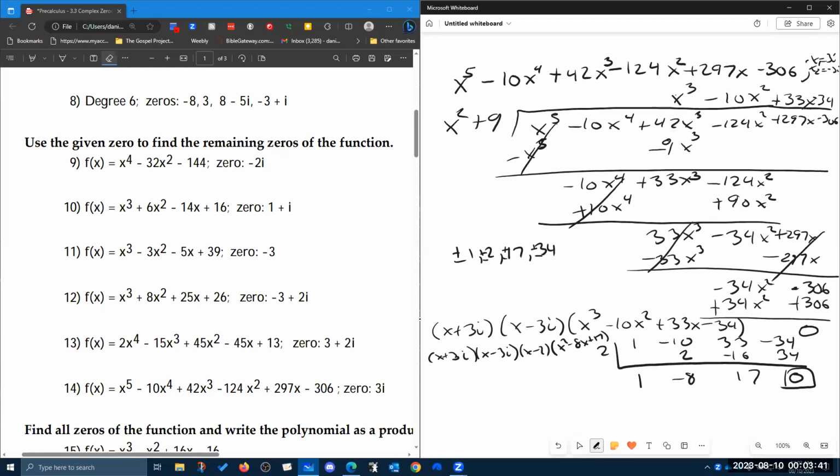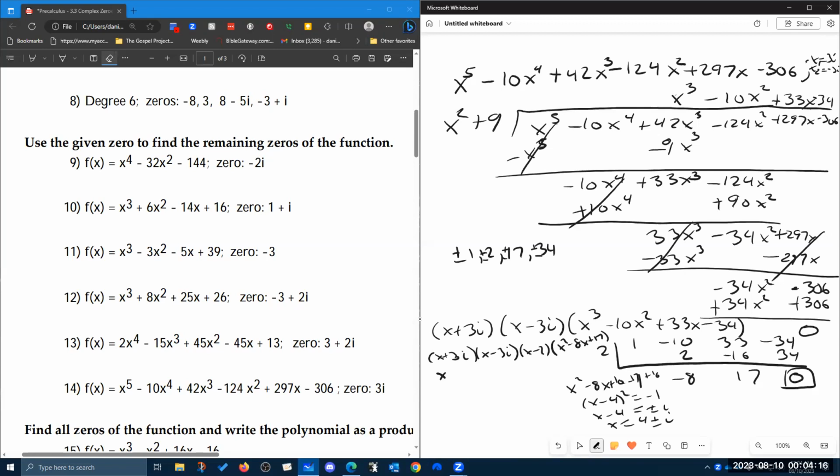There are no factors of 17 that add up to give me negative 8, which means that I would need to complete the square. 8x equals a negative 17. So half of negative 8 is negative 4. Negative 4 squared is 16. Add 16 to both sides. X minus 4 squared equals a negative 1. X minus 4 equals plus or minus i. X equals 4 plus or minus i.